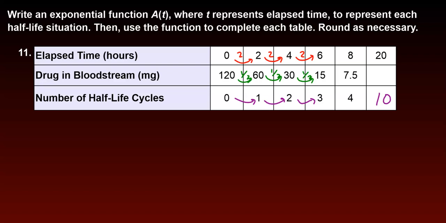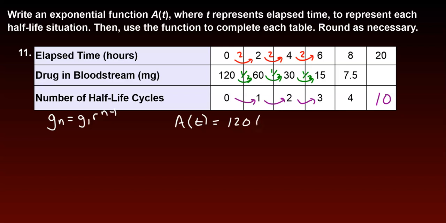So just like in previous sections, we're going to be starting with g sub n equals g sub 1 r to the n minus 1. And we're going to use that as our base for this problem. So instead of g sub n, we're going to use A of t, because that's what they've asked us to do. So we have A of t equals, our first term, our g1, is 120.